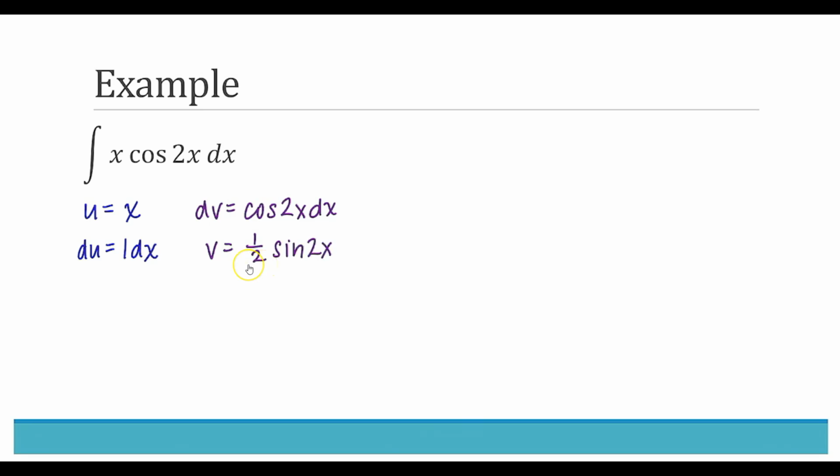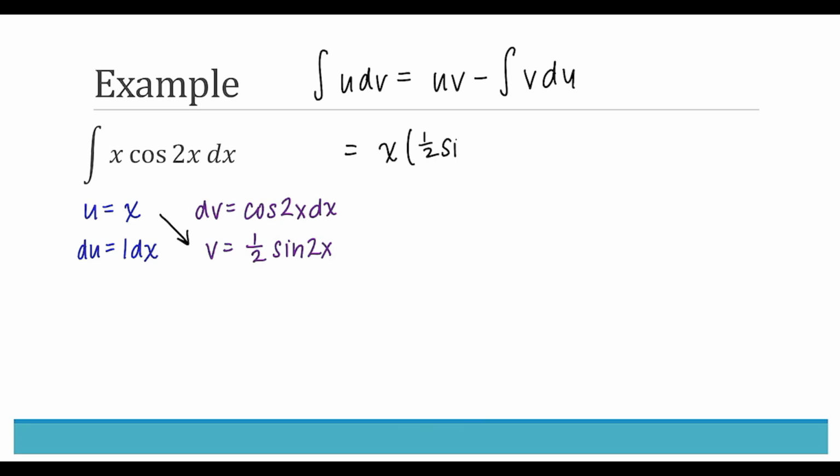So now I have all the parts needed to complete the integration by parts formula, so I'm just going to rewrite it so that we can remember. If we integrate u dv, the answer is u times v minus the integral of v du. So here, if we start with u and dv, and now we found du and v, then what we're really doing is multiplying u times v together. So in my answer, I'm going to have x times 1/2 sine 2x.